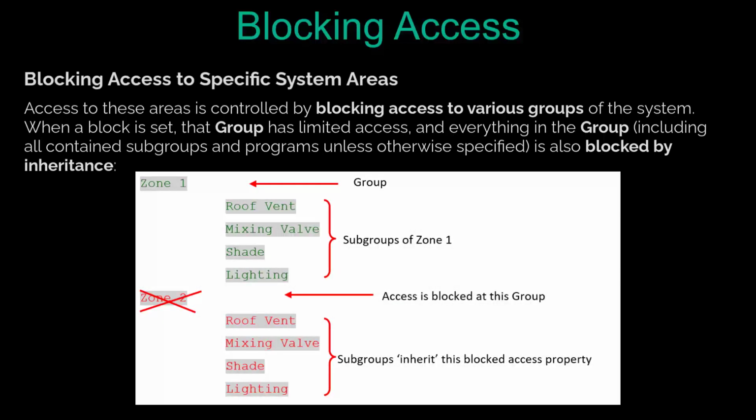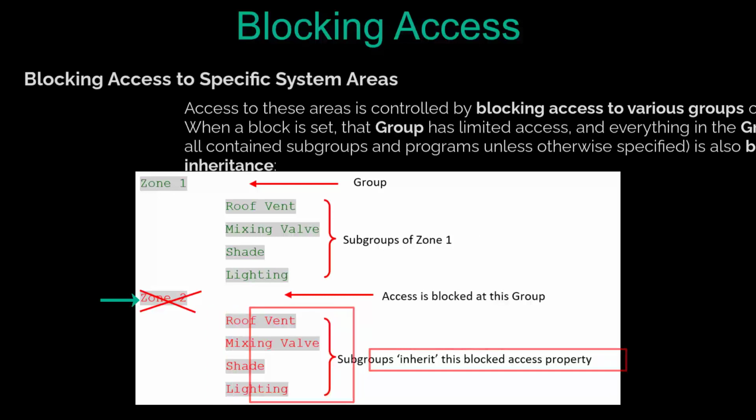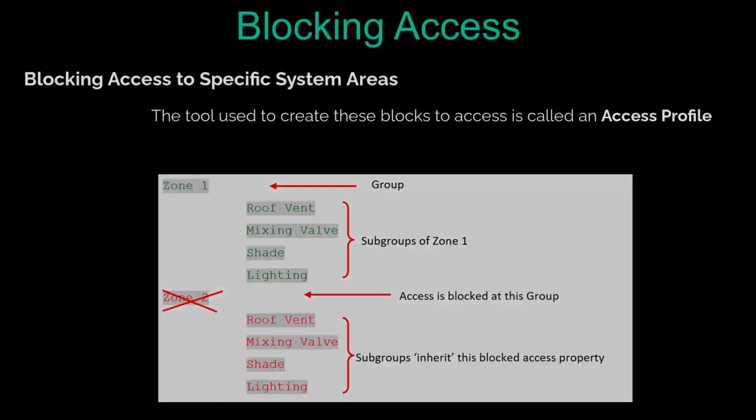Access to these areas is controlled by blocking access to various groups of the system. When a block is set, that group has limited access, and everything in the group, including all contained subgroups and programs unless otherwise specified, is also blocked by inheritance. The tool used to create these blocks to access is called an access profile.